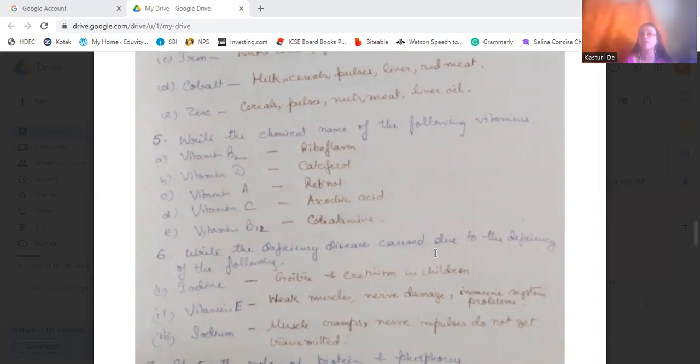Iodine deficiency causes goiter and cretinism in children. Vitamin E deficiency causes weak muscles, nerve damage, and immune system problems. Okay, vitamin E deficiency causes muscle weakness, then damage of the nerves, and even the immune system gets problematic.